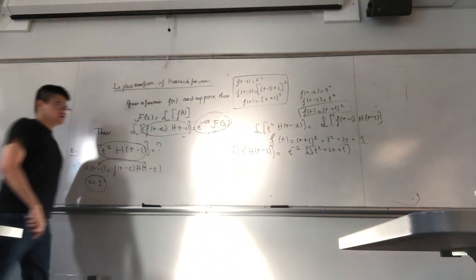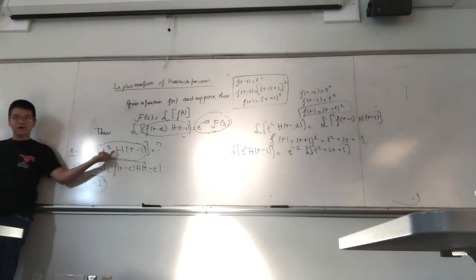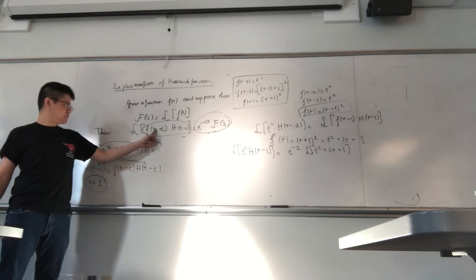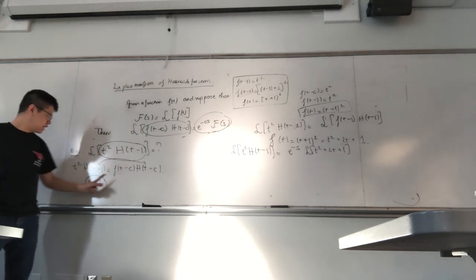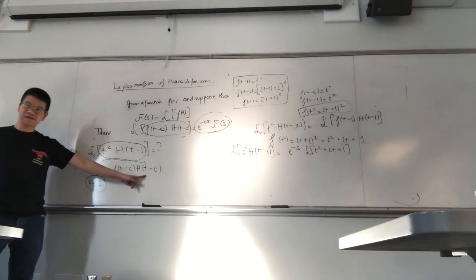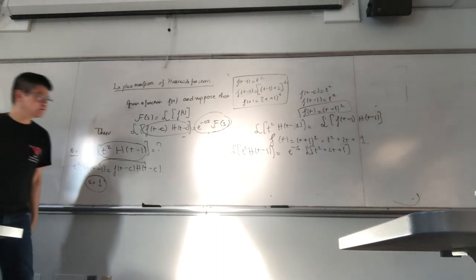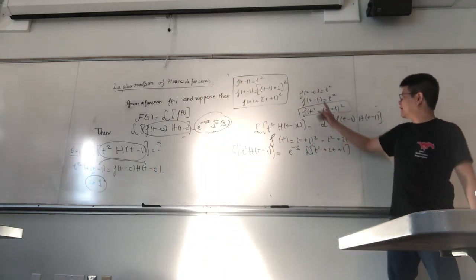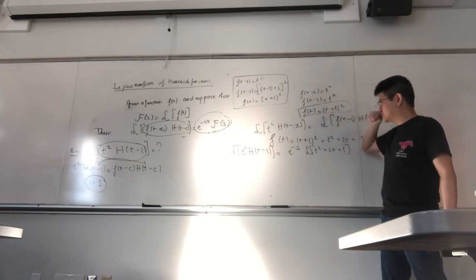I explain again. In this example, I have to compute the Laplace transform of t squared h of t minus 1. I have to identify this quantity with this quantity, which means that I have to choose c. So t squared h of t minus 1 is equal to f of t minus c h of t minus c. Here I have t minus 1, here I have t minus c, which means that c has to be 1. So if I choose c to be 1, I have f of t minus 1 is t squared, so f of t will be t plus 1 squared.